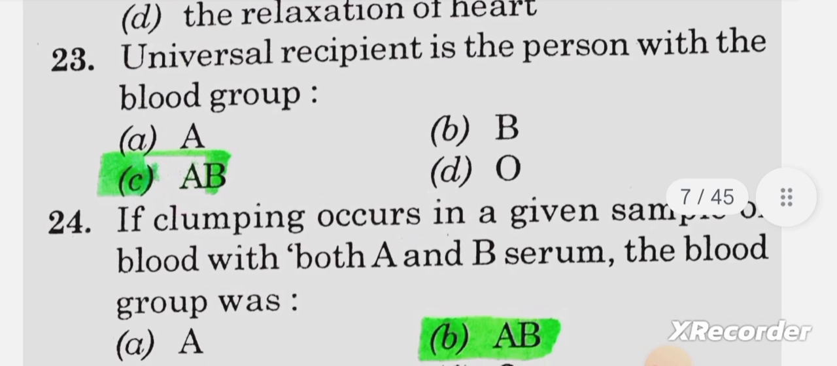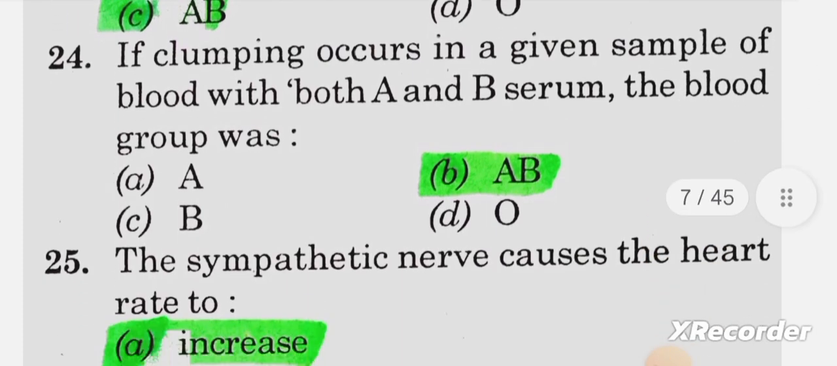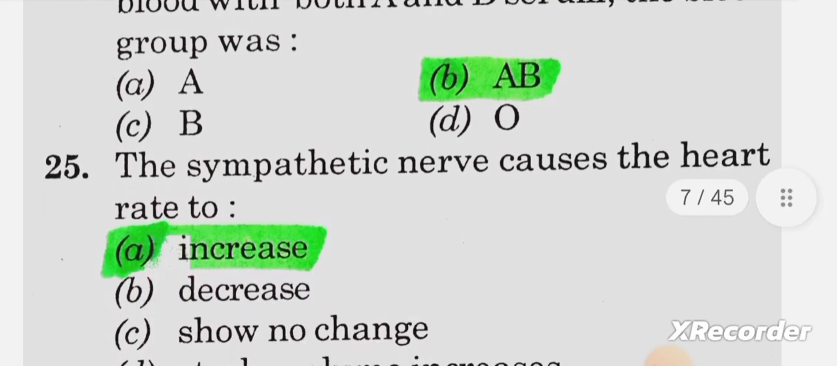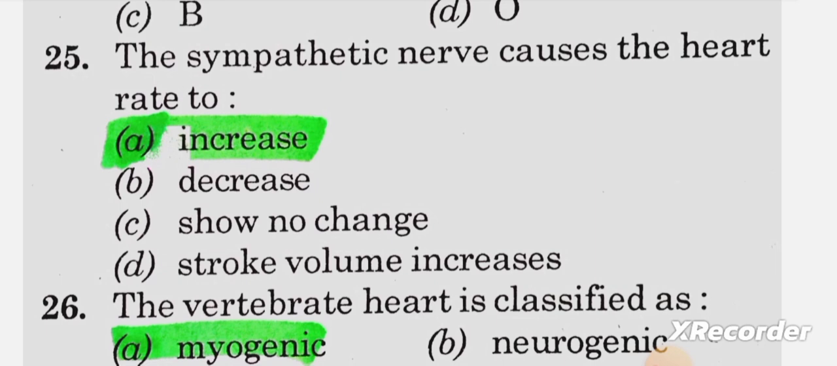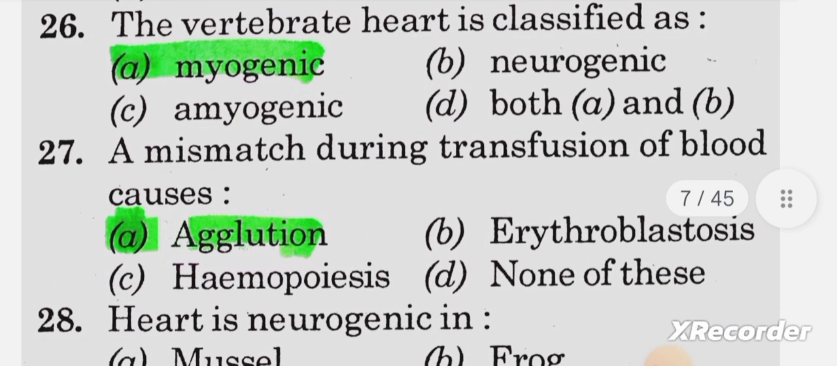Next 23. Universal recipient is the person with blood group answer C, AB. Next 24. If clumping occurs in a given sample of blood with both A and B serum, the blood group was answer B, AB. Next 25. The sympathetic nerve causes the heart rate to answer A, increase. 26. The vertebrate heart is classified as myogenic.